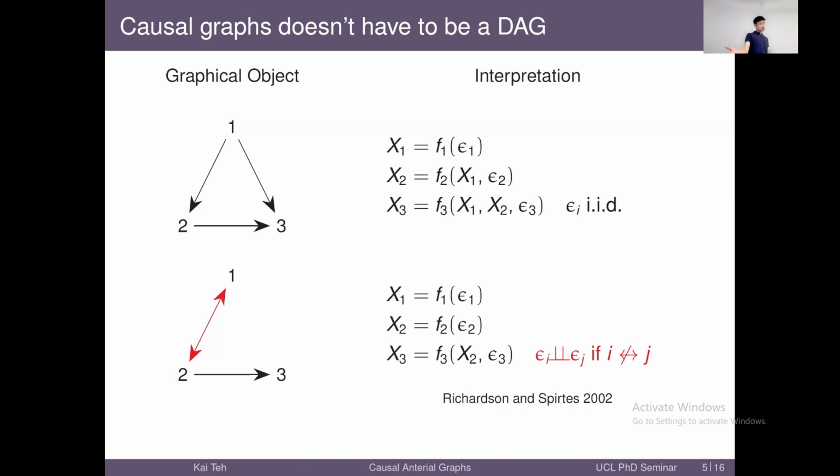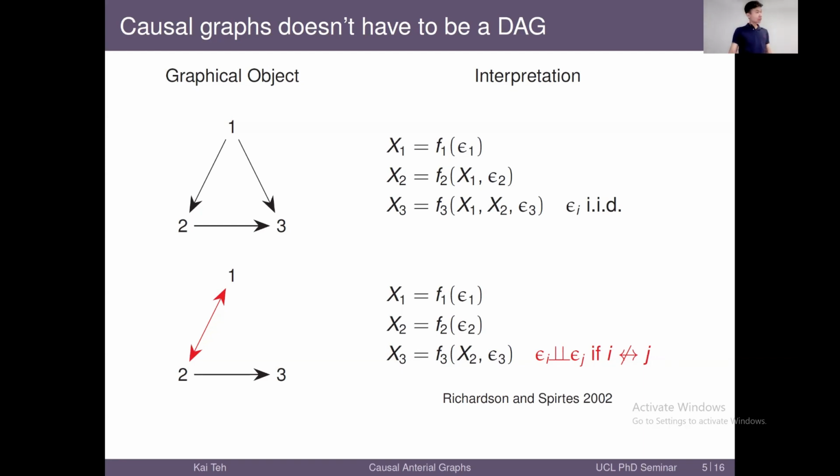Now here we say something else. In the case of bidirected arrows, what does it represent? This is an ancestral graph, by the way. In this graph, it's basically an extension of an SCM, except now we allow the noises, epsilons, to be potentially dependent when there exists a bidirected arrow between them, a double-headed arrow between them. And this is the interpretation from Richardson and Spirtes.